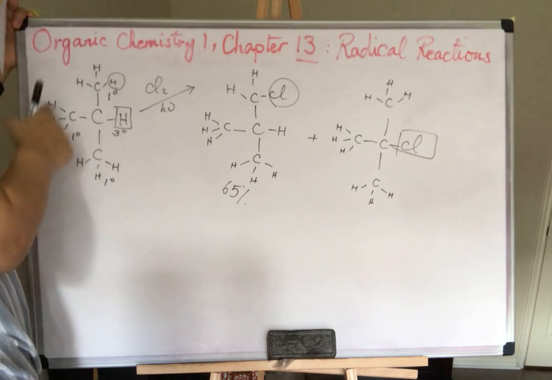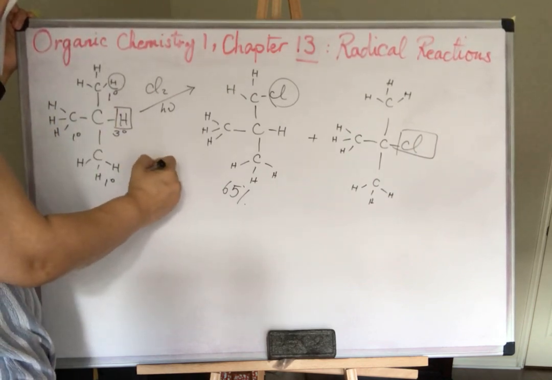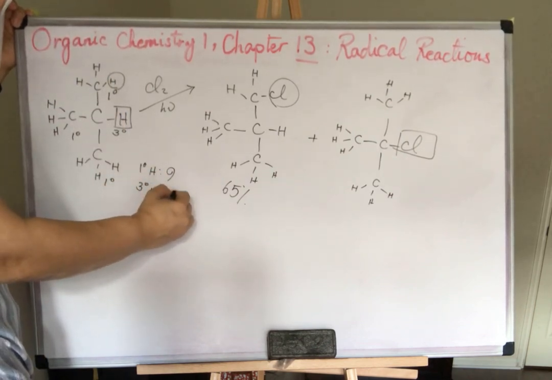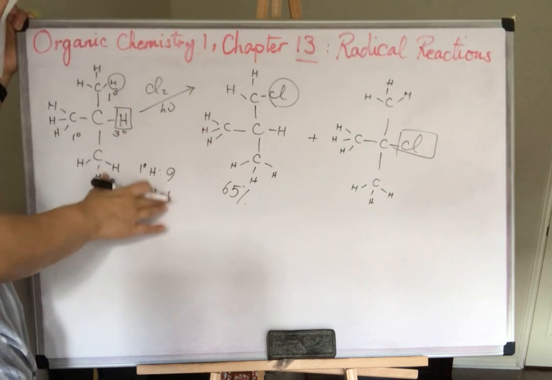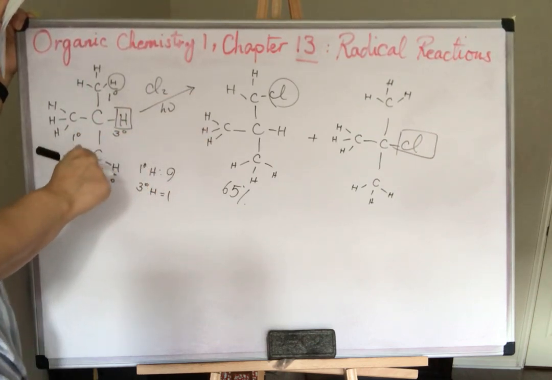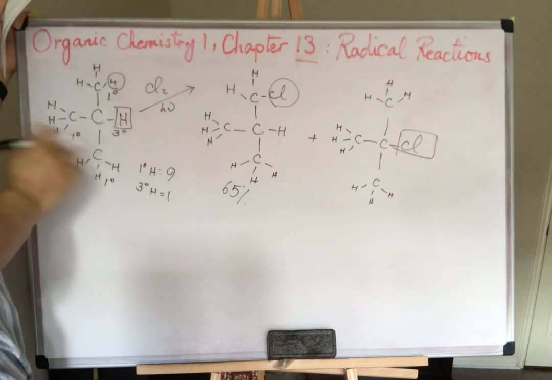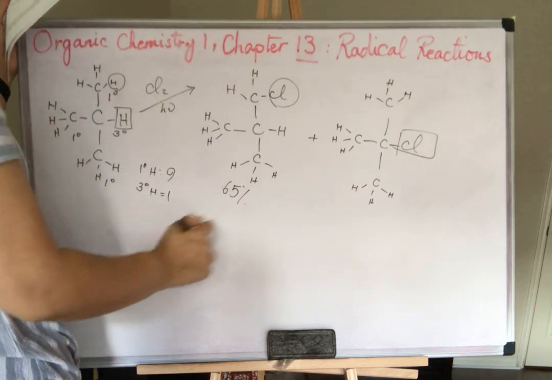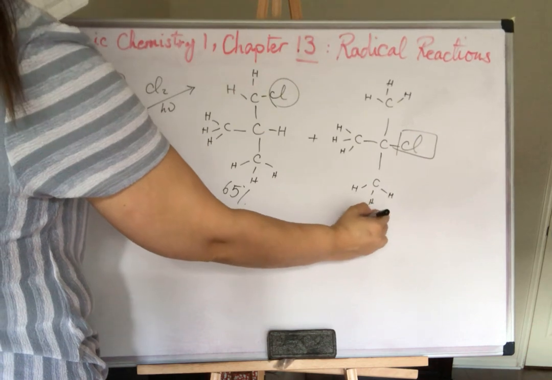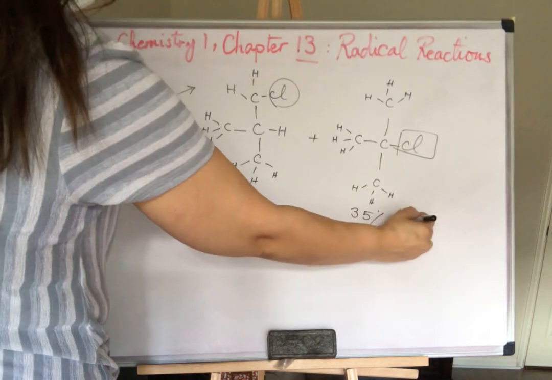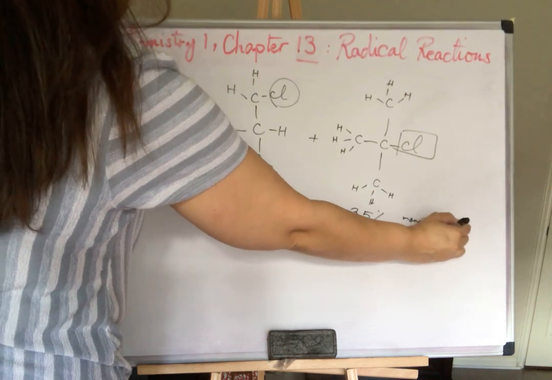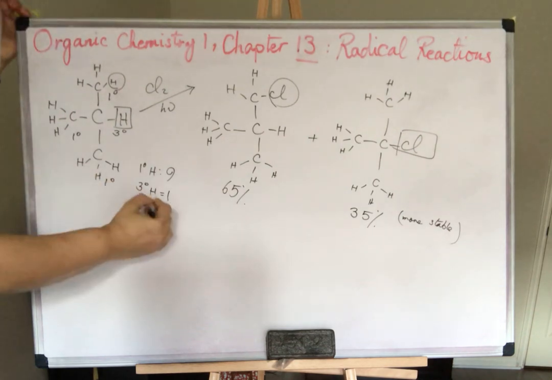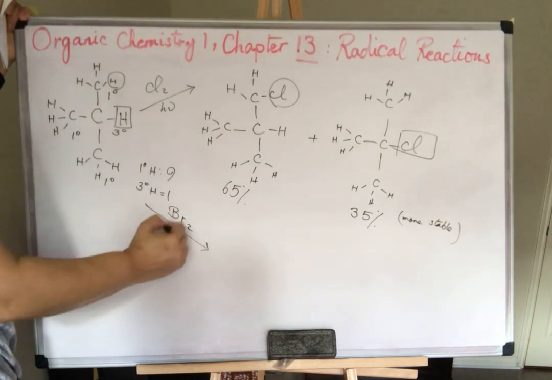How many primary hydrogens do you have? Primary hydrogen, you have 9 here, 3, 3, 3. And tertiary hydrogen, you have only 1. So in this case, because the number of primary and tertiary hydrogens are not even close to each other, you have many more primary hydrogens. So the chance of chlorination in primary hydrogen is more than tertiary, although tertiary is more stable, because you have more of them. But the case for bromination is more selective.